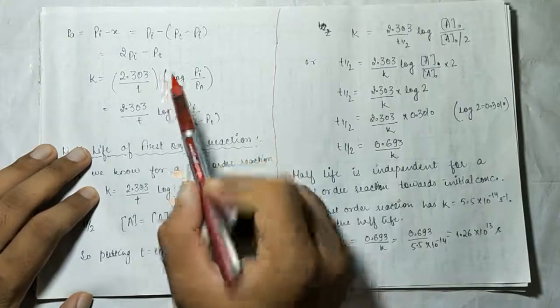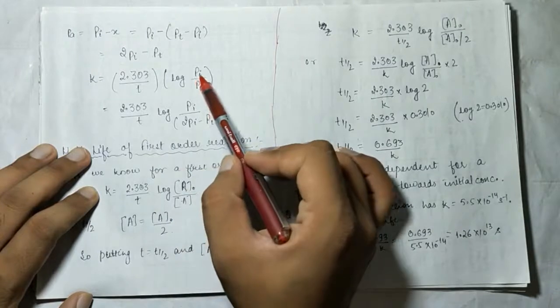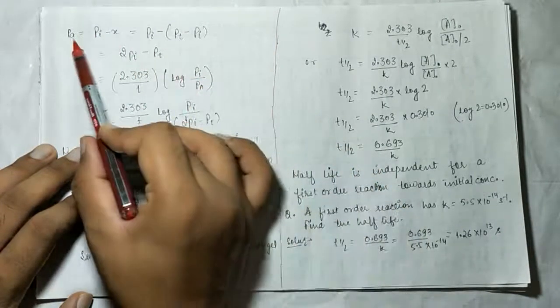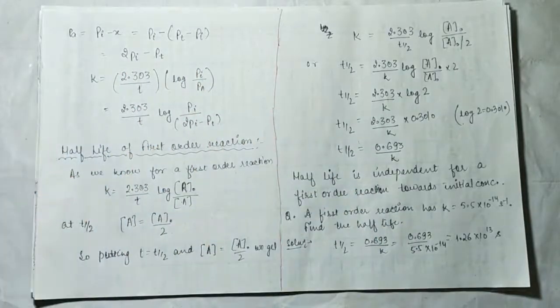Putting these values in the first order reaction equation, k is equal to 2.303 by t log of initial pressure upon final pressure. Initial pressure is pi and final pressure is pa, that is 2 pi minus pt. This is the first order reaction for pressure.